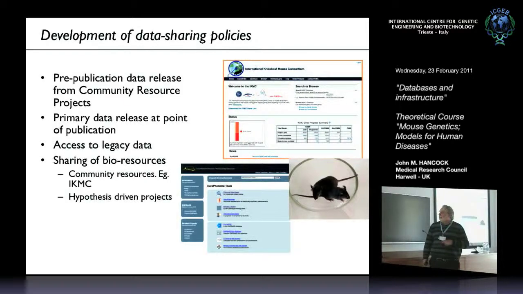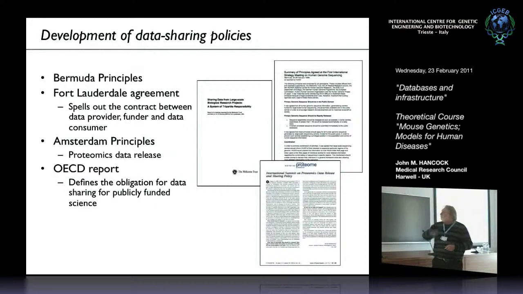And this applies not only to data but also to things like the ES cells and mice that we heard about earlier. So there are some web pages here. This is the IKMC website, for example, that you saw earlier. This is an old picture of Europhenome, which was mentioned earlier, and I'll tell you a bit about that. And that's the data from the International Mouse Phenotyping Consortium. All of these projects now have a mechanism whereby the data that they generate goes out public as quickly as it possibly can.